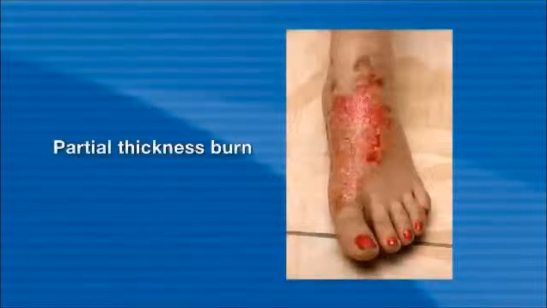A partial thickness burn is where the top layer and second skin layer is damaged, giving rise to rawness and blisters. These burns require medical attention. A full thickness burn includes both outer layers of skin and the underlying subcutaneous tissue. Urgent medical attention is required.